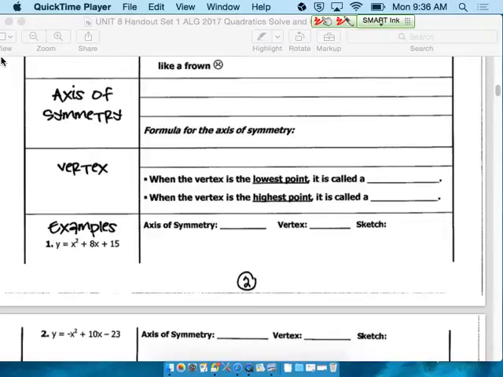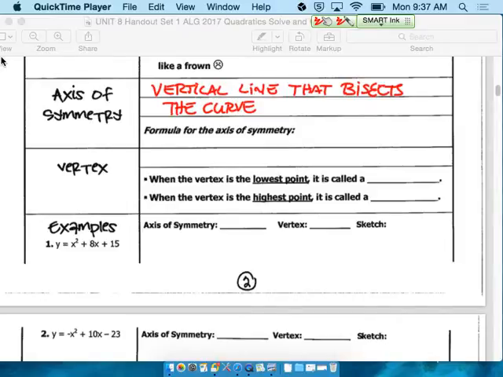The axis of symmetry is a vertical line that bisects the curve. And bisects means cuts it in half. And the axis of symmetry, sometimes you'll see it referred to with the initials AOS. There's a formula for that. X equals negative b over 2a.